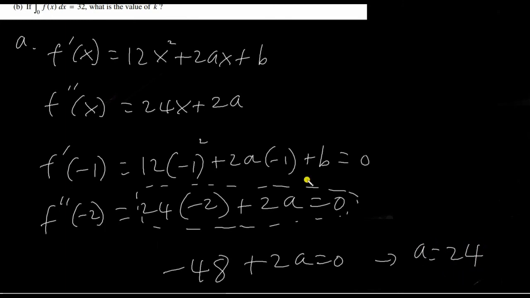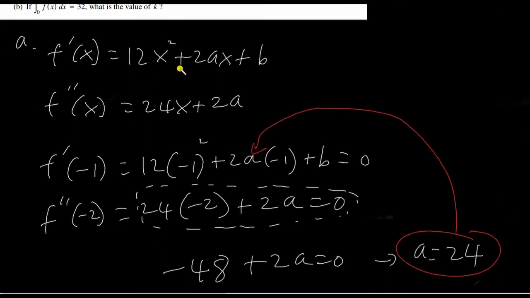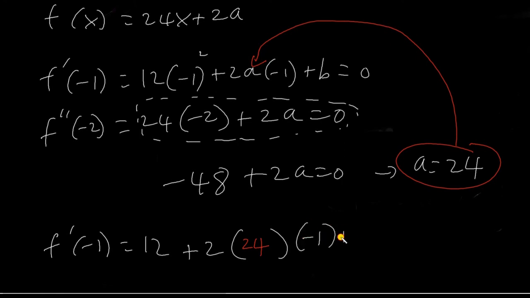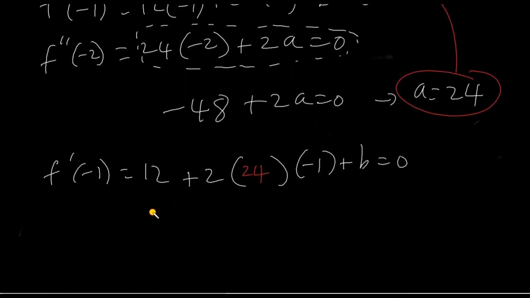And then what we can do now is we can take this value of a and plug it back into here. I'll just take all this and we'll work a bit lower down here. So f prime of -1 is 12 times, well, -1 squared is just 1, so I'll just write 12 plus 2 times, and then our a was 24, right? So I can write 24 in place of a times -1 plus b is equal to 0. And now look, we only have one variable, so we can solve this for b. We'll get 12 minus 48 plus b equals 0. And then if we solve that, we're going to get b equals 36.